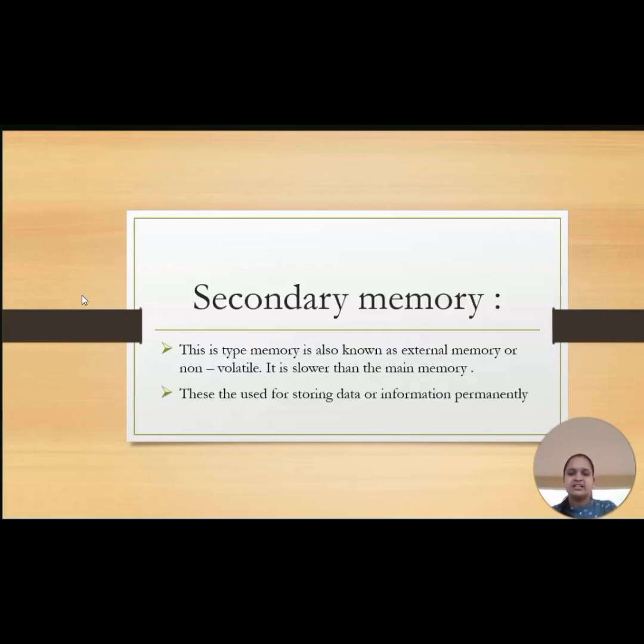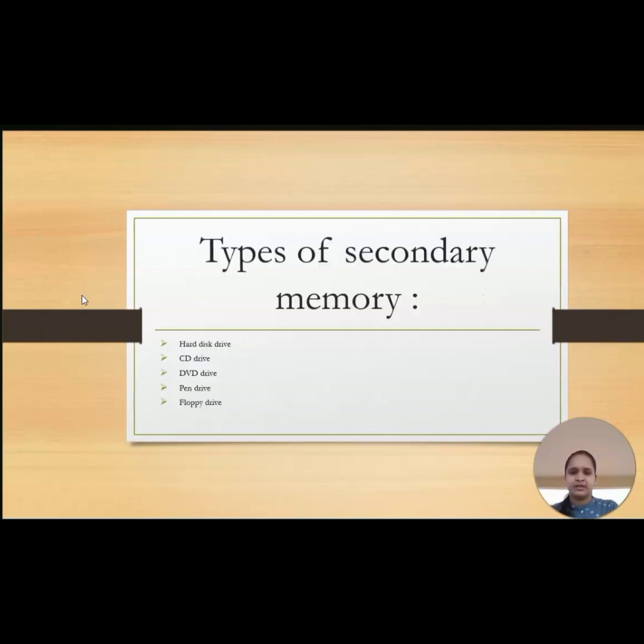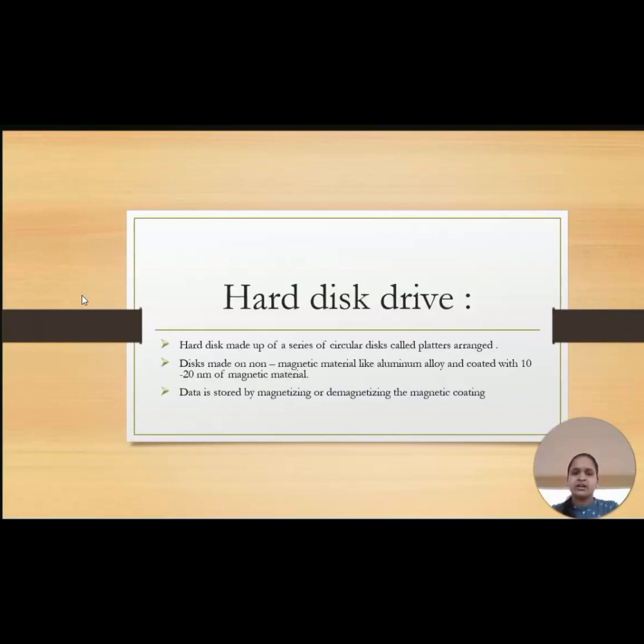What is secondary memory? The secondary memory is the external memory or auxiliary memory. The secondary memory has a non-volatile feature, and it is slower than main memory. It is used for storing data and information permanently. Types of secondary memory: the hard disk drive, CD drive, DVD drive, pen drive and floppy drive.